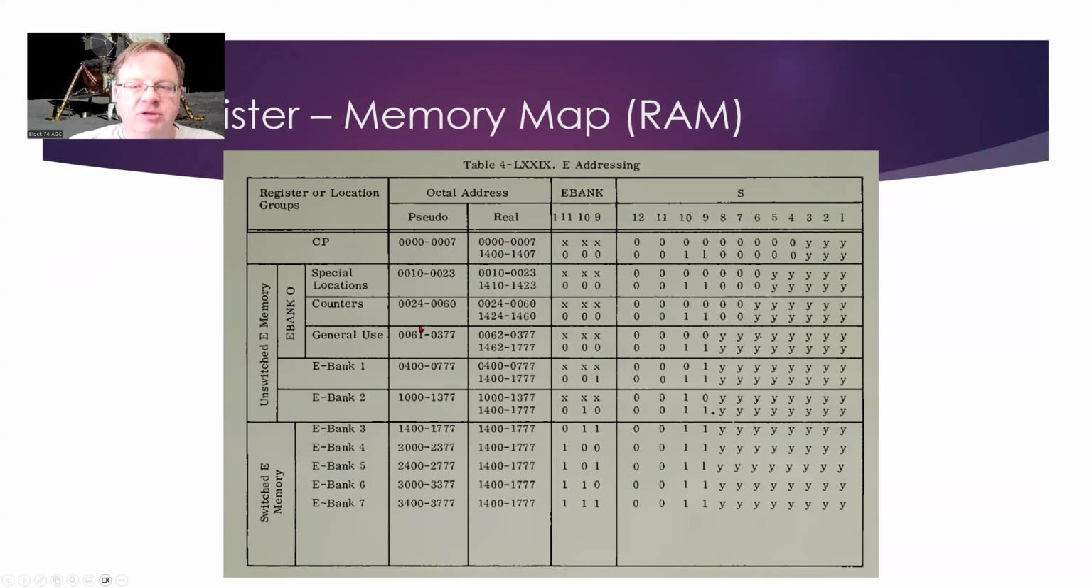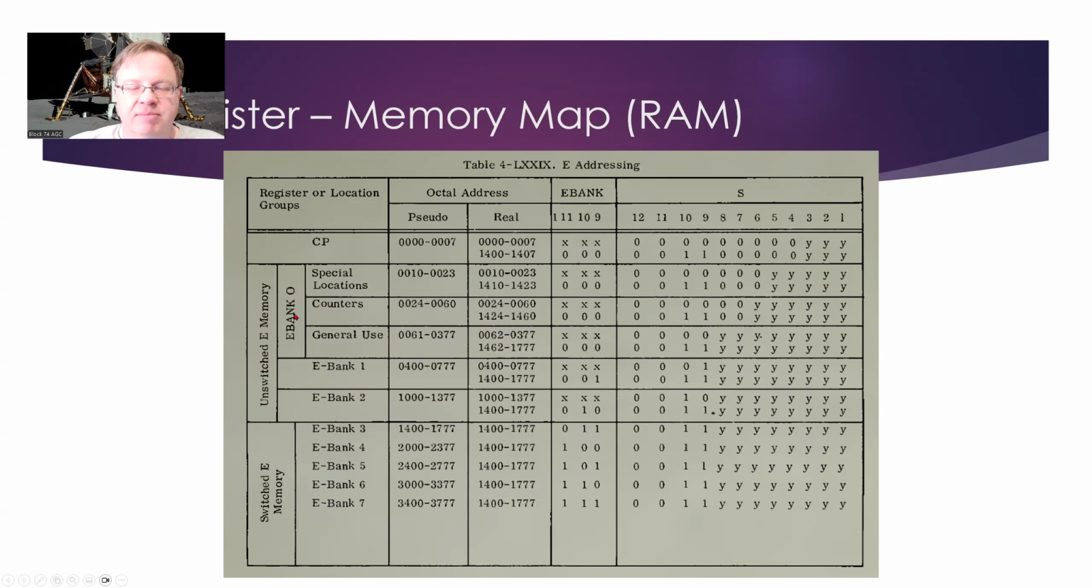This is everything above octal 0060, so 0061 and beyond, within bank 0, which we can use for whatever purposes we want as part of the programming. We also have E-bank 1 and E-bank 2, and these are what are called the unswitched erasable memory.